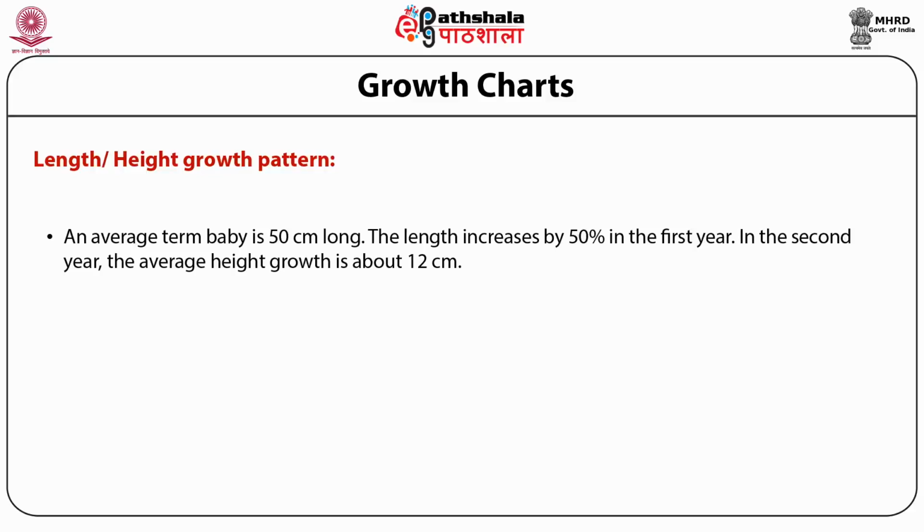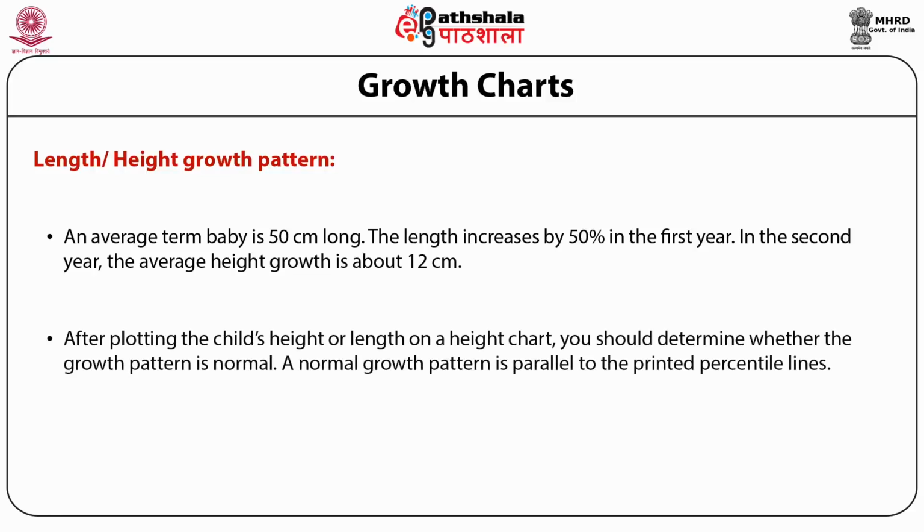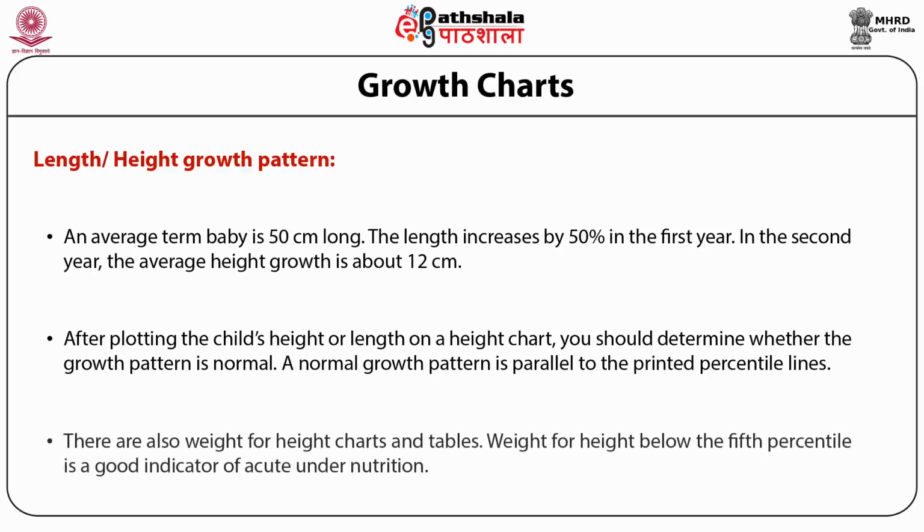After plotting the child's height or length on a height chart, it can be determined whether the growth pattern is normal. A normal growth pattern is parallel to the printed percentile lines. There are also weight for height chart tables. Weight for height below the 5th percentile is a good indicator of acute undernutrition.